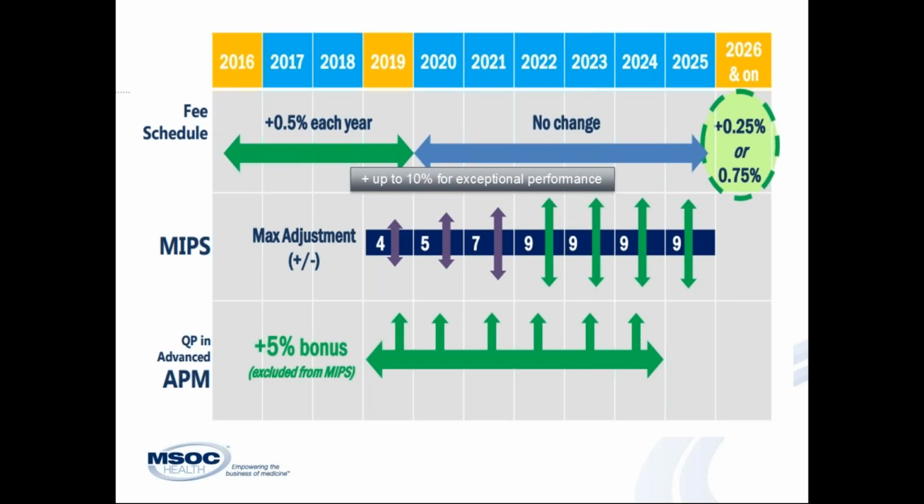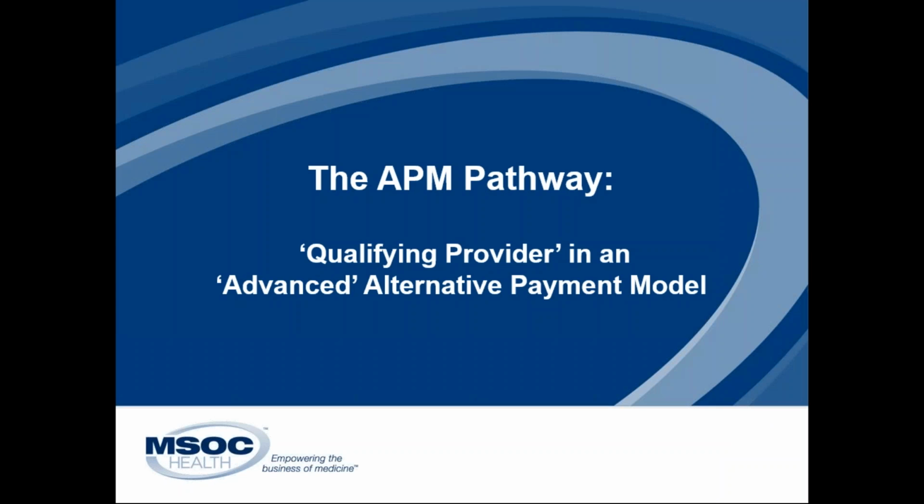On the other hand, in the advanced payment model track, you receive a 5% bonus payment every year. It's a flat 5% of whatever your allowables are. It's paid in a lump sum at the end of the calendar year based on your allowable payments from Medicare in that year. So that's kind of the general layout of what happens. Now let's talk about each of these pathways individually.